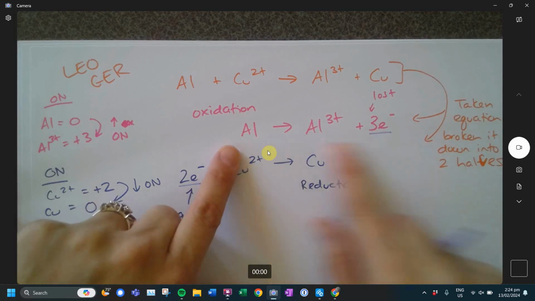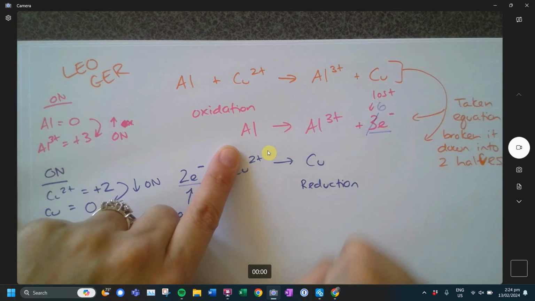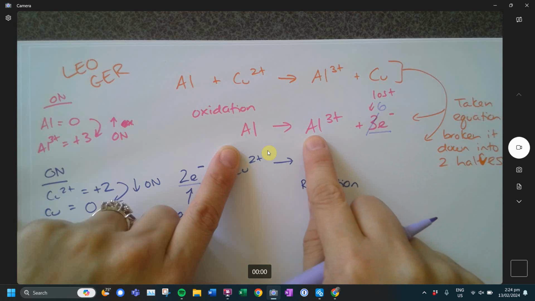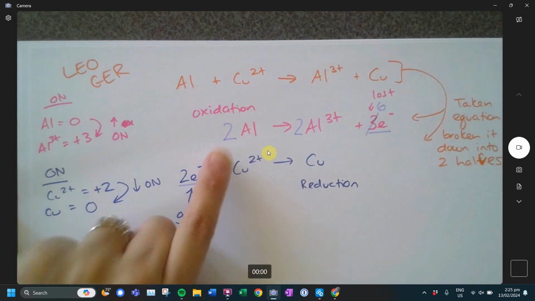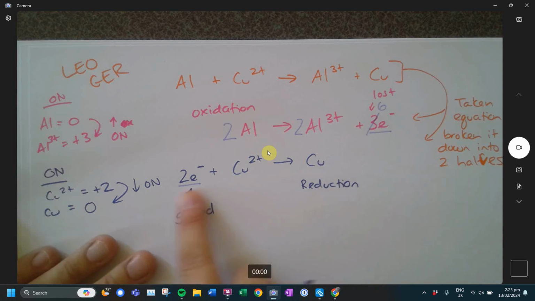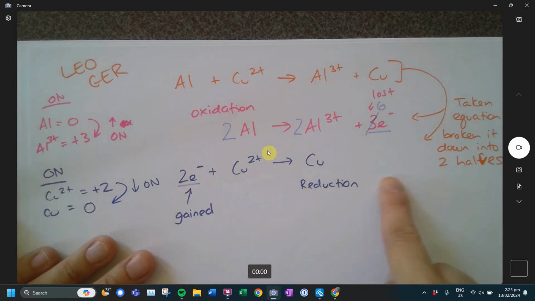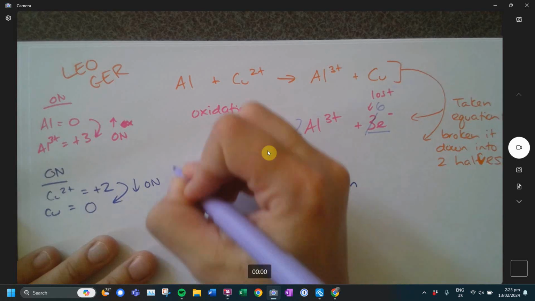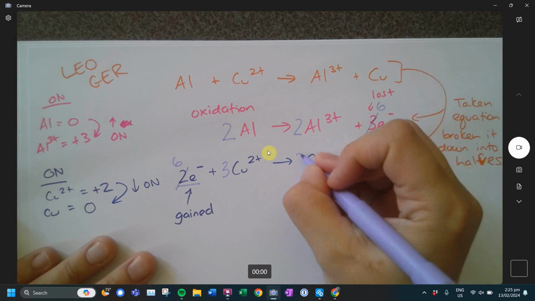So I multiply the top half by 2, so that way these electrons now become 6. So if I multiplied this 1 by 2, that's 2, 1 by 2, 2. Are we okay with that jump? All right, bottom equation here, I want to get this 2 to become a 6, so I'm multiplying the whole thing by 3. So that becomes 3. So that becomes 6, that becomes 3, that becomes 3.